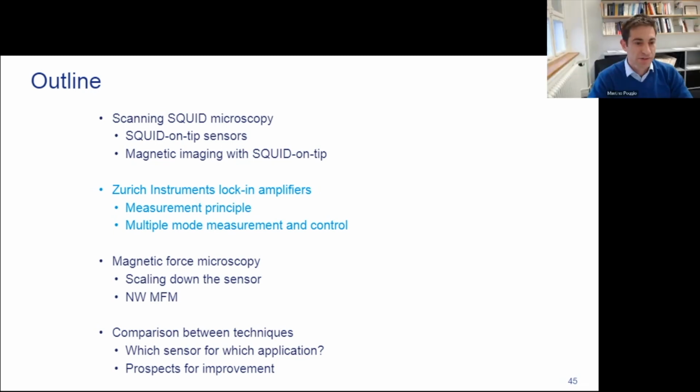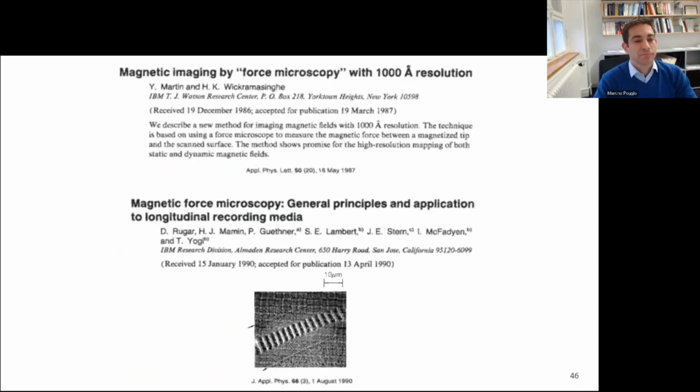Yeah, so I'm going to continue now and talk about magnetic force microscopy as another highly sensitive, nanometer-scale magnetic imaging technique. So MFM was developed in the late 80s in the immediate aftermath of the invention of the STM and the AFM, and it's basically now a standard scanning probe technique.